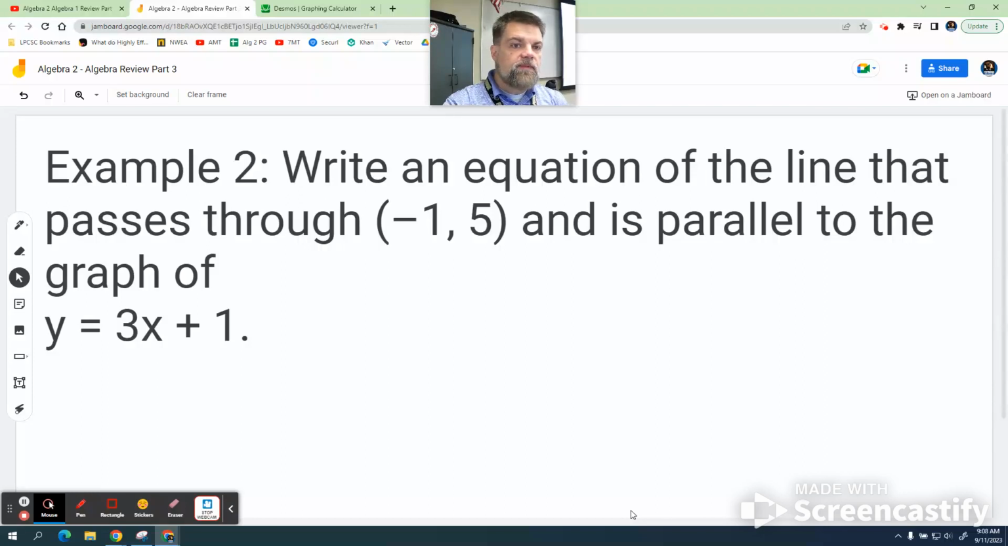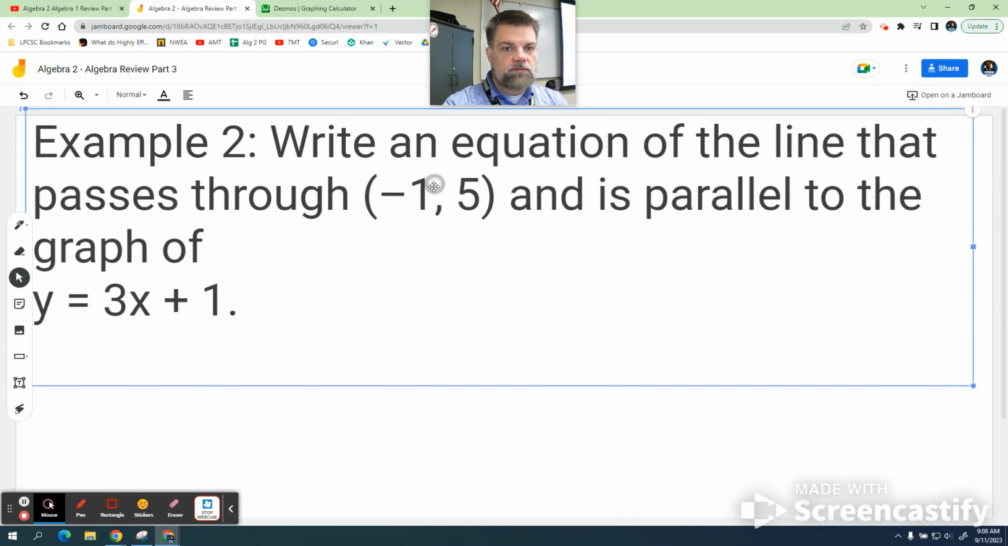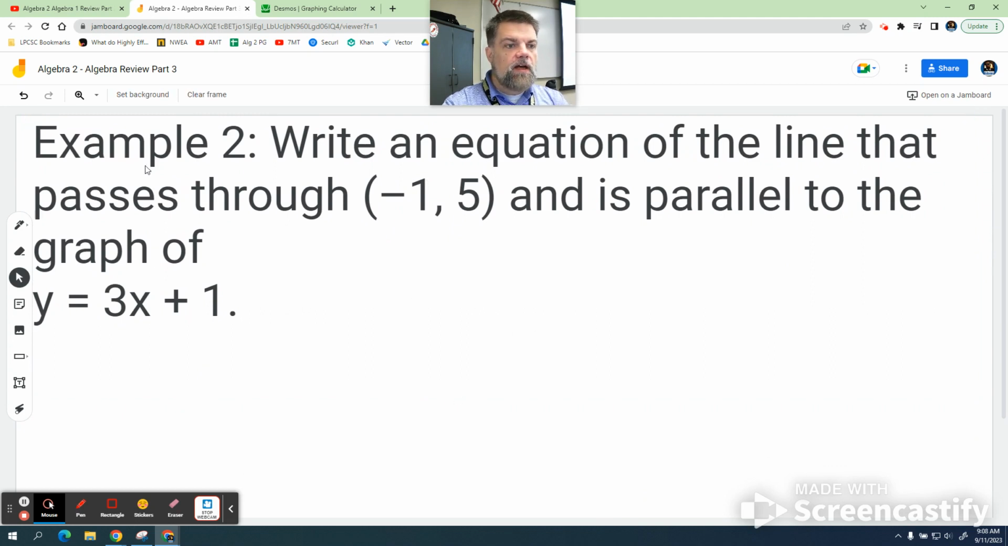So now for example number 2, we are told to write an equation of a line that passes through the point -1, 5 that is parallel to the graph y equals 3x plus 1. So immediately I know that it's going to pass through this point, so I'm just going to label this as x sub 1, y sub 1, right?